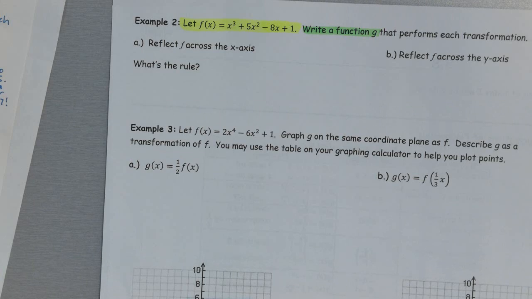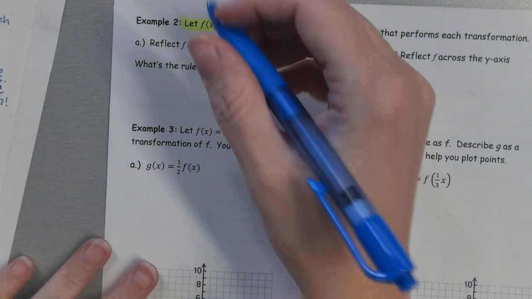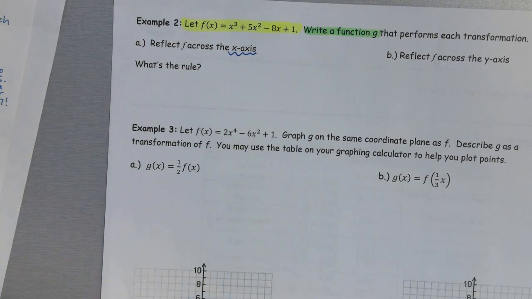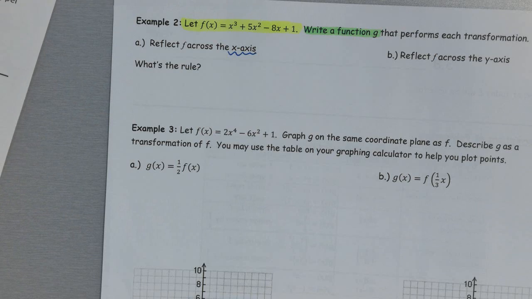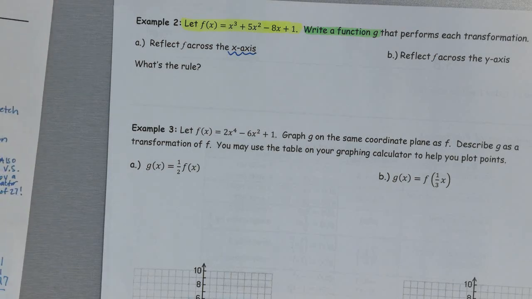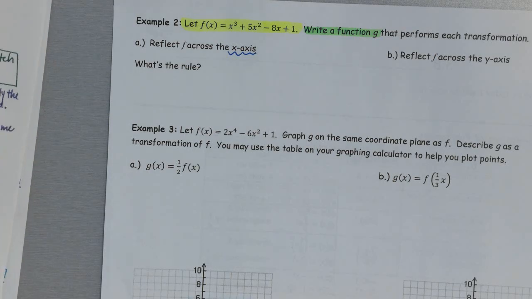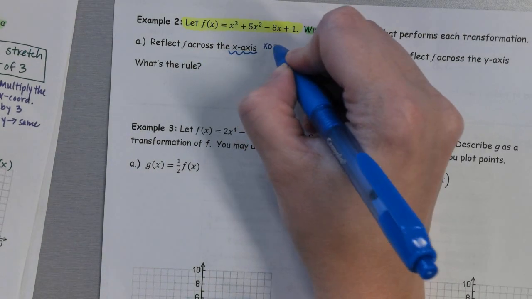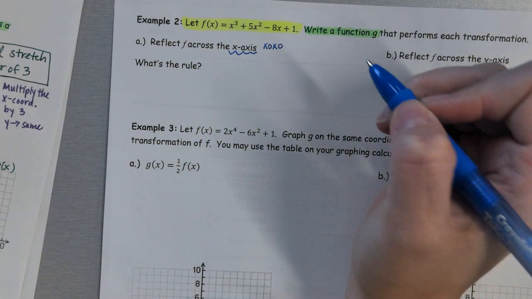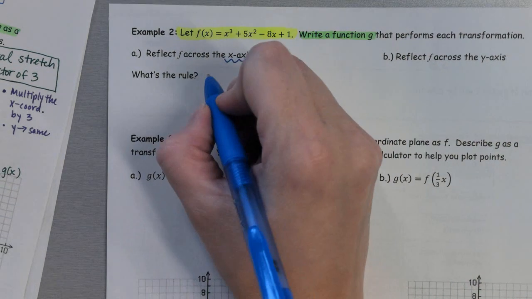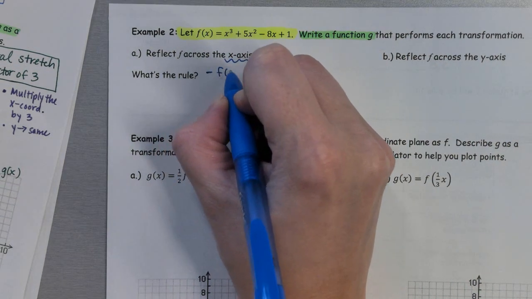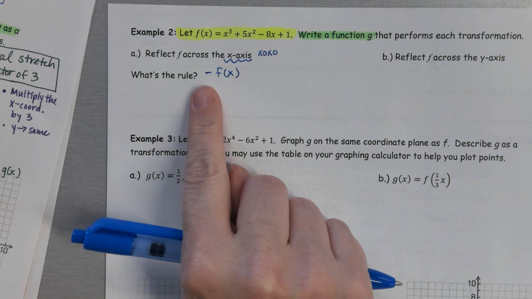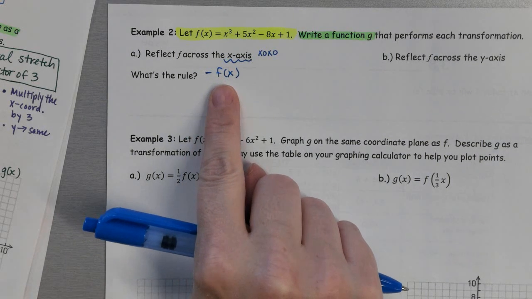So the first one, it says reflect f across the x-axis. Okay, so we just talked about earlier, if it's across the x-axis, what is our rule? Remember, x-axis, the negative goes outside of the parentheses. You can also look back at your chart. It's the negative f of x.